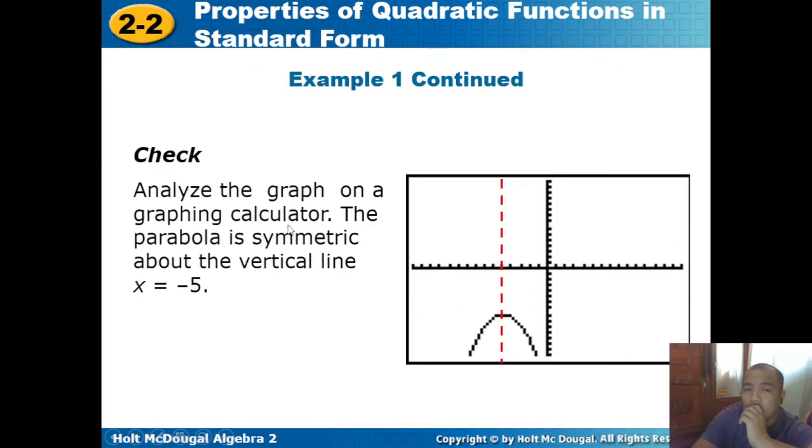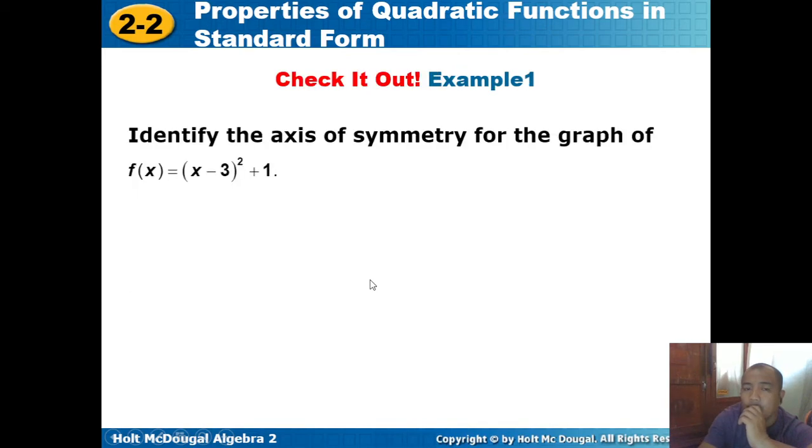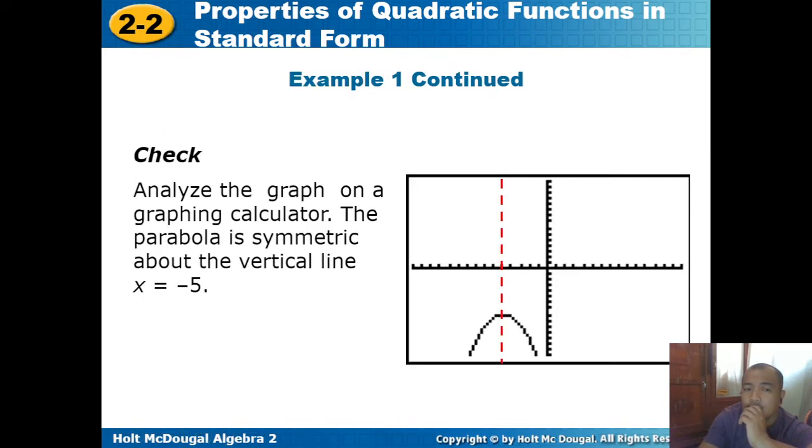Analyze the graph on a graphing calculator. The parabola is symmetric about the vertical line x equals -5. Yes, that's right. This is the axis of symmetry of the parabola that opens downward. Use your graphing calculator for this.